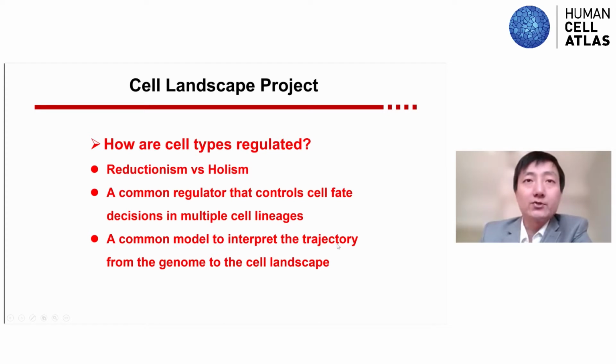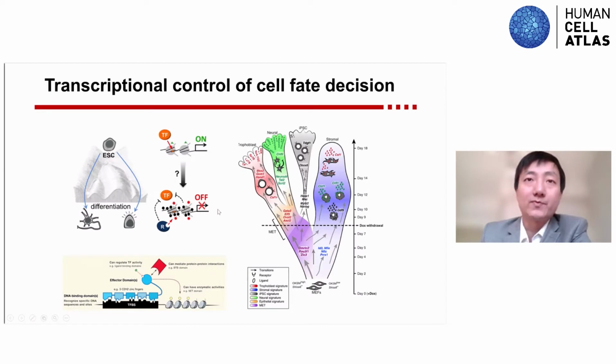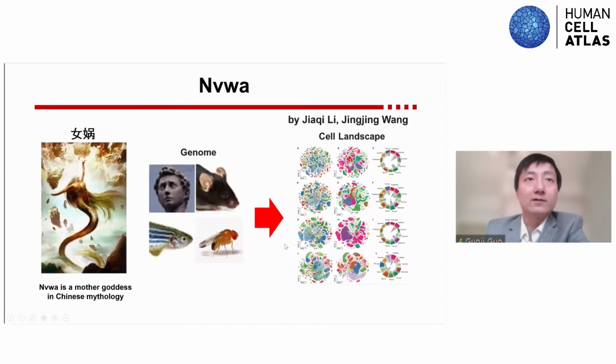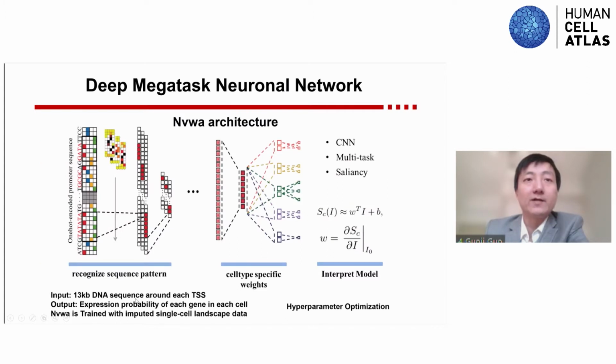Another approach we take is to generate a model to interpret the trajectory from genome to cellular landscape. We know that transcription activation and transcription factor syntax are important for this cell lineage regulation. We use a deep learning approach to predict gene expression from DNA. Some of this work has been done in cell lines, but it hasn't been done at single cell level at landscape scale. We built a neural network approach to interpret this, and the input is 13 kb DNA sequence around each TSS. The output is the expression probability of each gene in each cell.